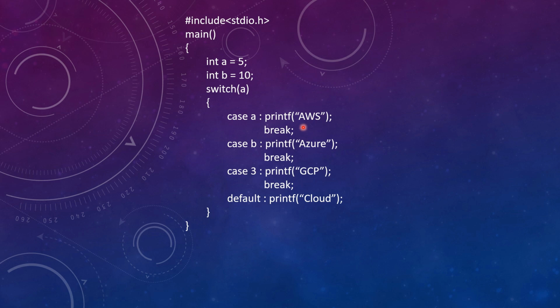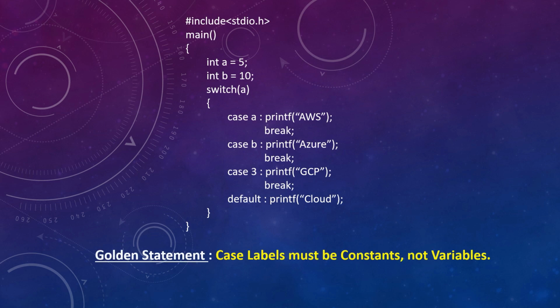And why is it so? Let us find out. I am giving you a very important golden statement now, which is really very important for you to understand. So the golden statement here is: case labels must be constants, not variables. Please understand it very carefully. Case labels must always be a constant value. It must not be a variable.